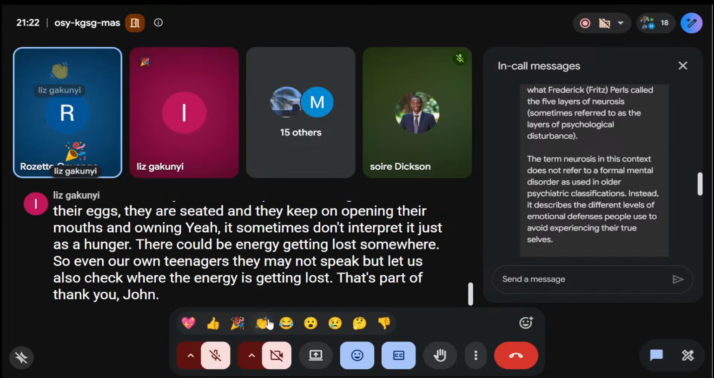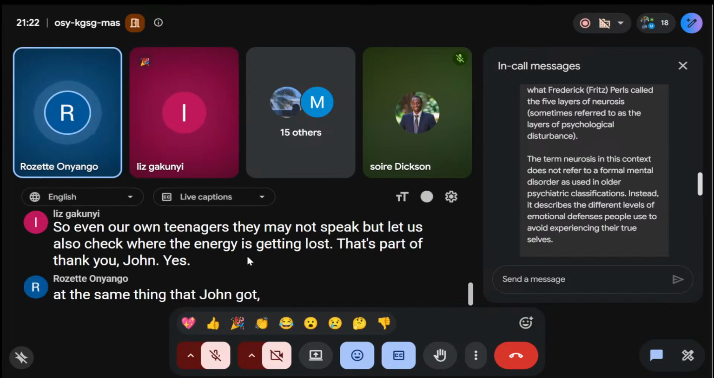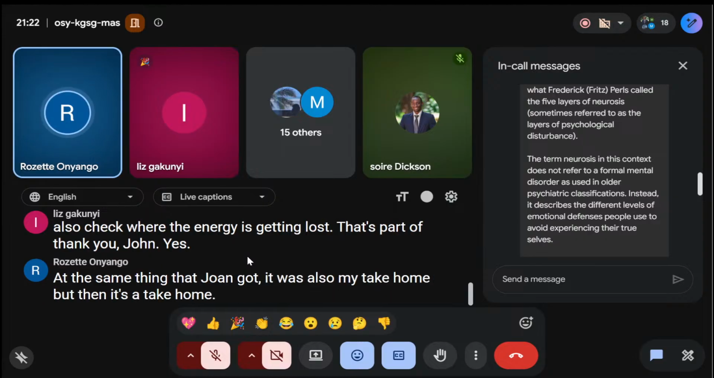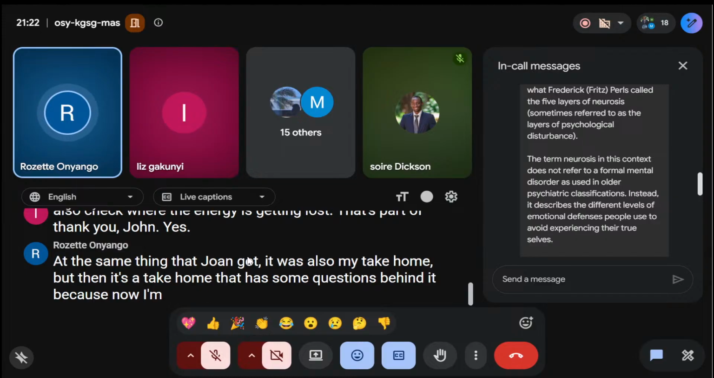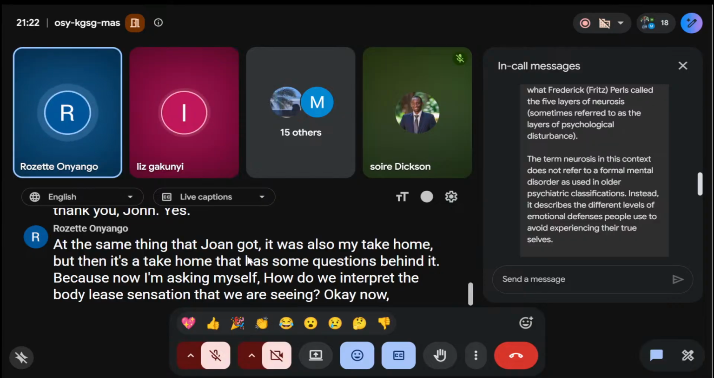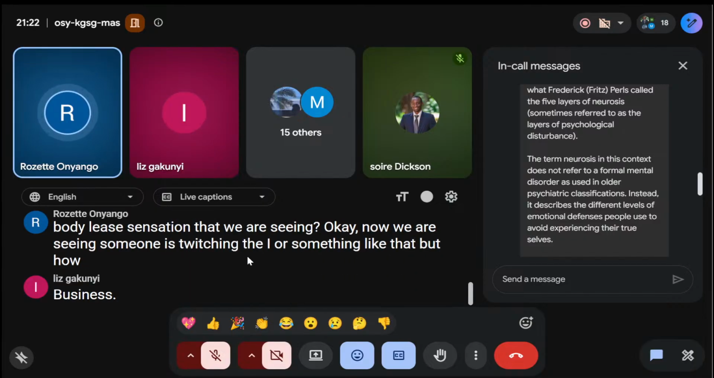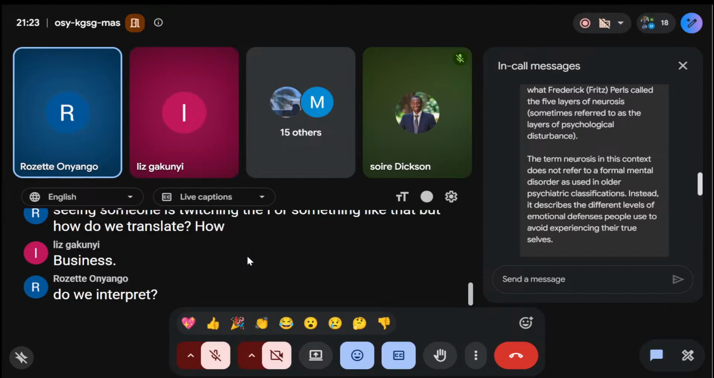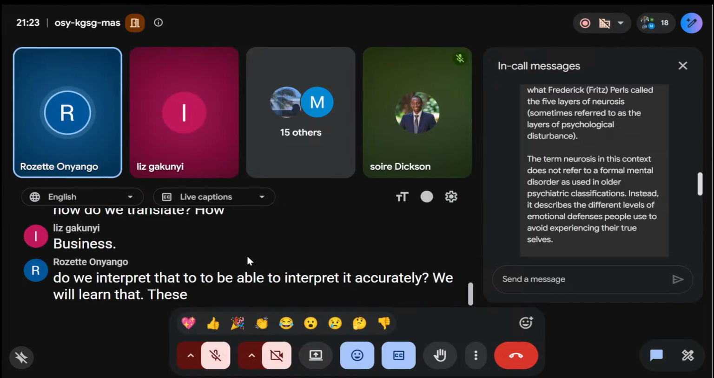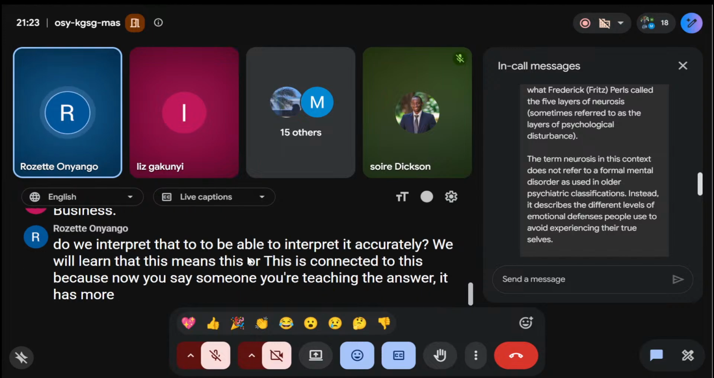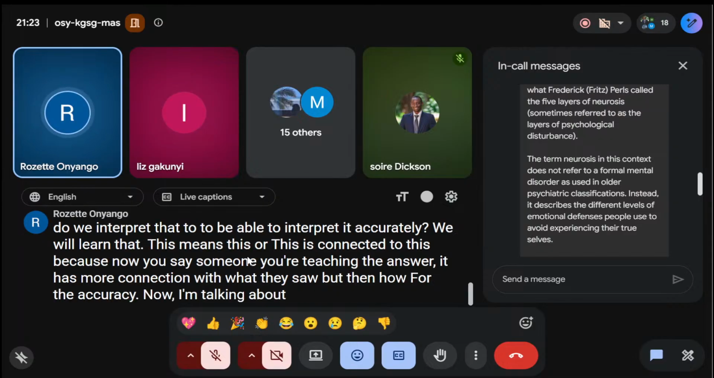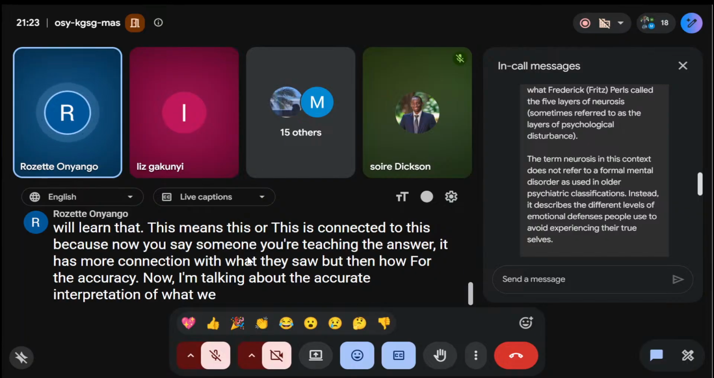Okay, I'll go next. Teacher, the same thing that Joan got was also my take home, but it's a take home that has some questions behind it. Now I'm asking myself, how do we interpret the bodily sensations that we are seeing? Okay, someone is twitching the eye or something like that, but how do we interpret that accurately? Will we learn that this means this, or this is connected to this? Because now you've said someone will be twitching the eye, so it has more connection with what they saw. But for the accuracy, I'm talking about the accurate interpretation of the bodily sensations that we are seeing.